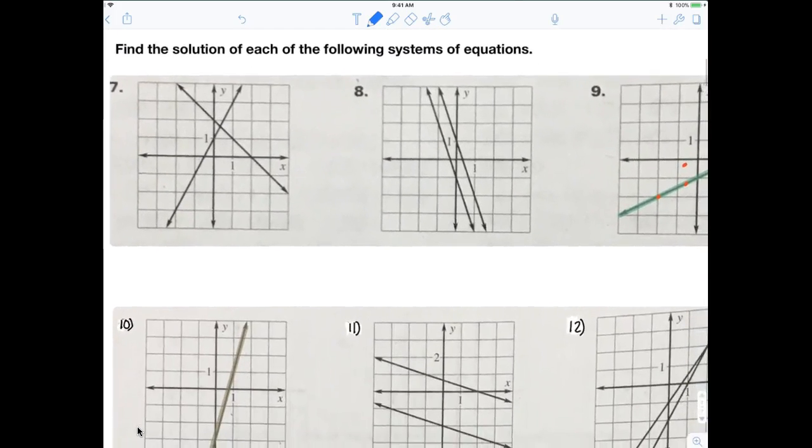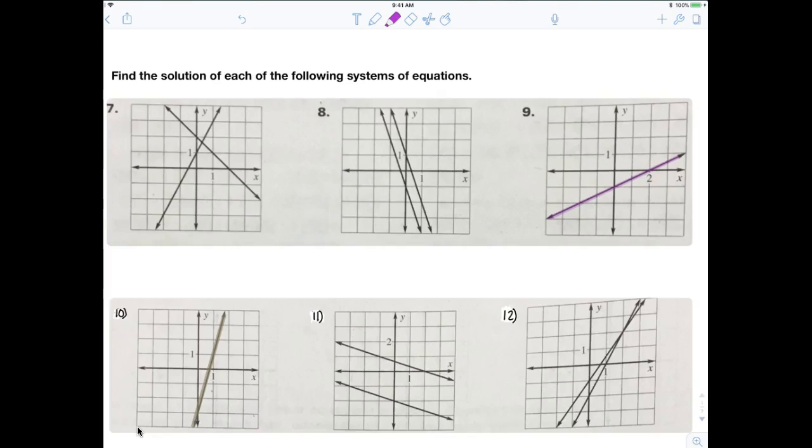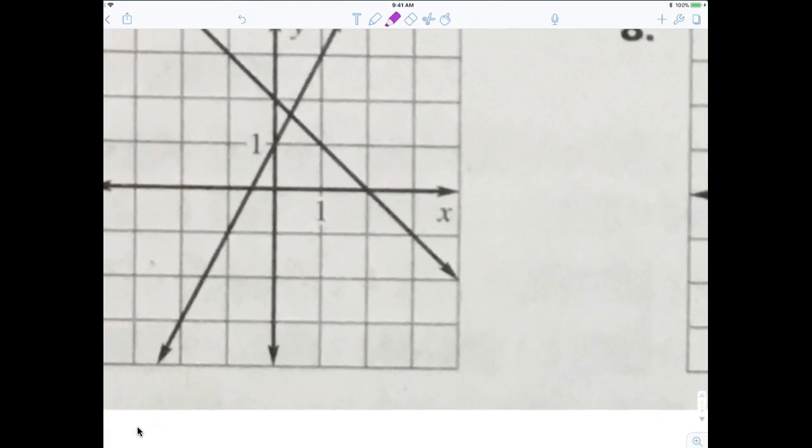Now what I want to do is look at 7, 8, and 9. Is there a solution for question number 7? Yes. Why is there a yes? Because they intersect. Because they cross. That's exactly correct. Now, what I'm trying to show you is that point right there, that is the solution.